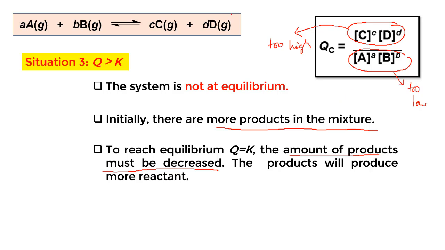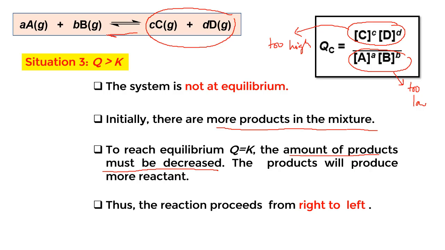Jadi maksudnya produk kita ni dalam equation ni, the concentration is too high in the mixture. Jadi sekarang dia punya concentration itu perlu dikurangkan. Jadi bila perlu dikurangkan, dia perlu tukarkan sebahagian C dengan D ini menjadi reactant. Jadi maksudnya reverse reaction is favorable. Jadi di sini what happened? Thus the reaction proceeds from right to left. Okay? Jadi reaction akan proceed daripada right to left. So reverse reaction is favorable untuk berlaku.